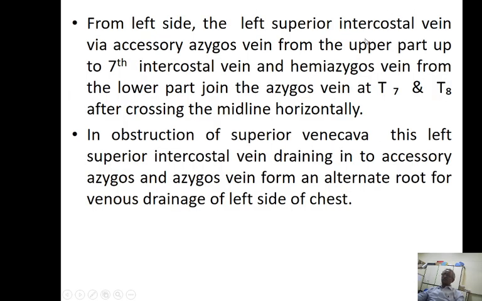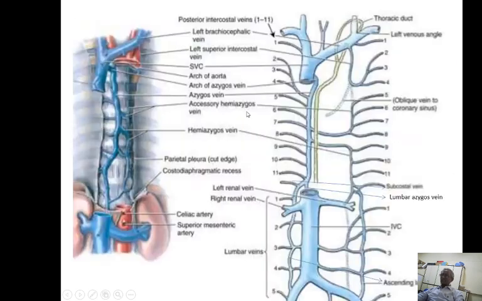From the left side, the left superior intercostal vein via the accessory hemiazygos vein from the upper part up to the 7th intercostal vein, and the hemiazygos vein from the lower part, join the azygos vein at the 7th and 8th level after crossing the midline horizontally. So here the upper part is joined by the accessory hemiazygos vein, which has the left superior intercostal vein as a tributary, and then the 5th, 6th, 7th intercostal veins join this accessory hemiazygos vein. Then they join horizontally till it reaches the azygos vein at the 7th intercostal level.